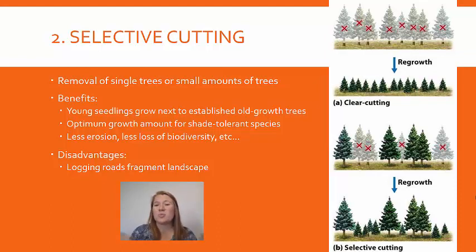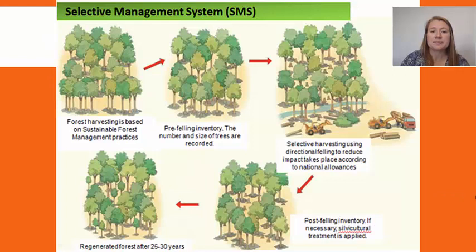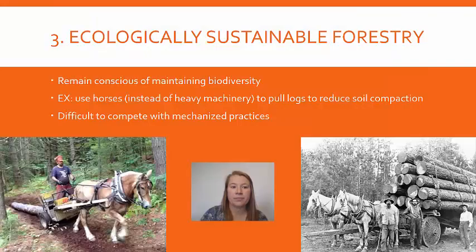But there are disadvantages. We still do have some fragmentation of the habitat. We still have logging roads crisscrossing an area. Here's another way to look at that selective cutting or that selective harvest, where we have a pretty healthy, pretty well functioning forest ecosystem throughout most of this timber harvest cycle.